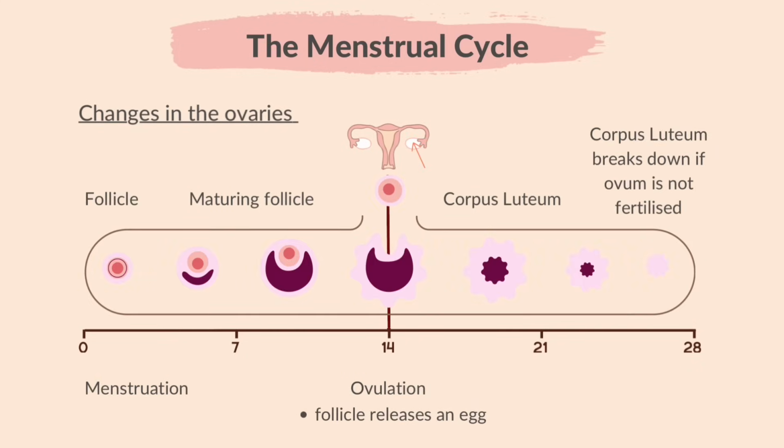Now let's look at the changes in ovaries during the menstrual cycle. Follicles in the ovary begin to grow and mature. One follicle becomes dominant and continues to grow. The dominant follicle ruptures and releases an egg around day 14. The remaining cells form the corpus luteum. If the egg is not fertilized, the corpus luteum degenerates and leads to menstruation.